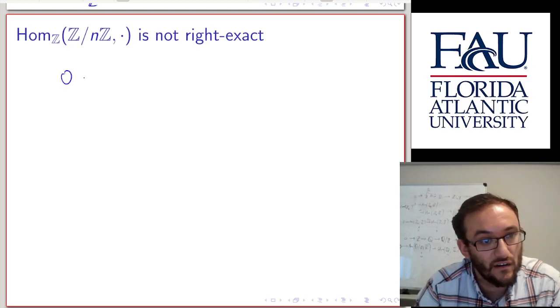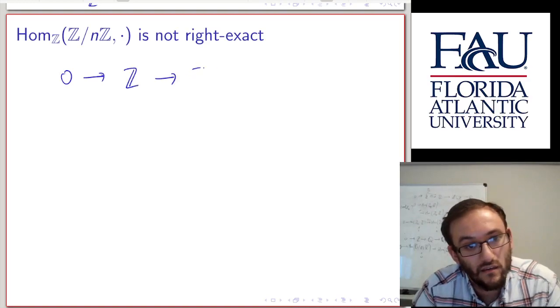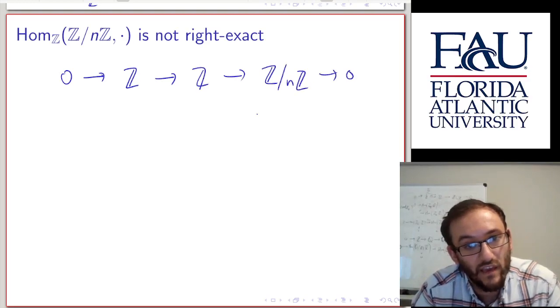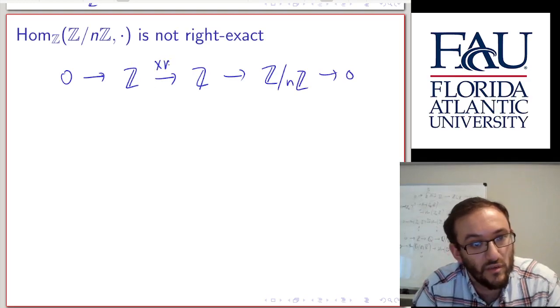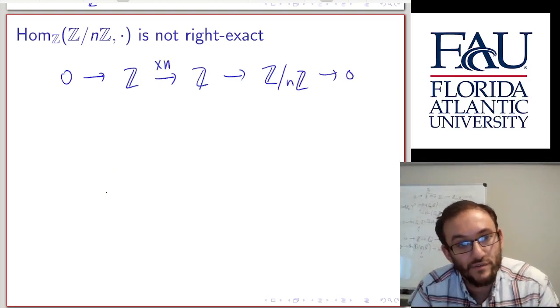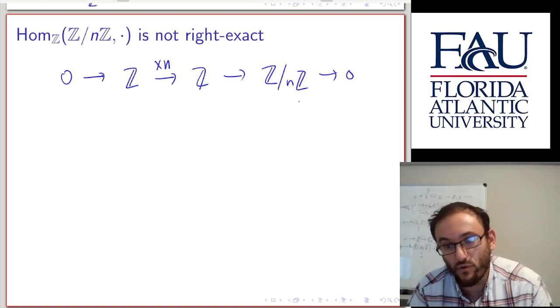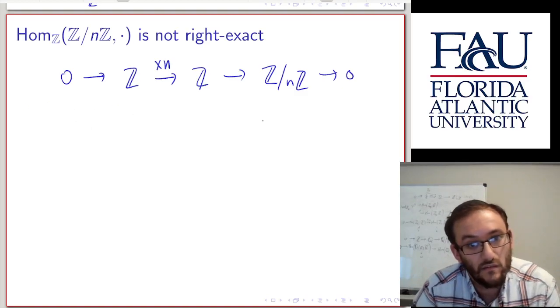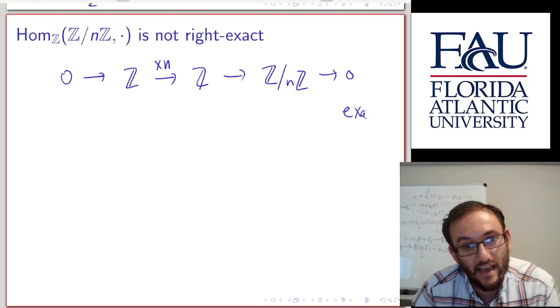So let's consider taking the sequence Z maps to Z maps to Z mod nZ. In order for this to be exact, we're going to be multiplying by n here. So 1 gets sent to n, and that gets sent to 0 because you're quotienting out by multiples of n. Okay, so this is an exact sequence. This is nice and exact.